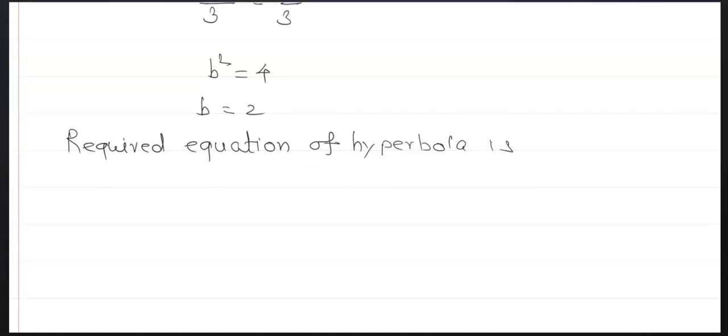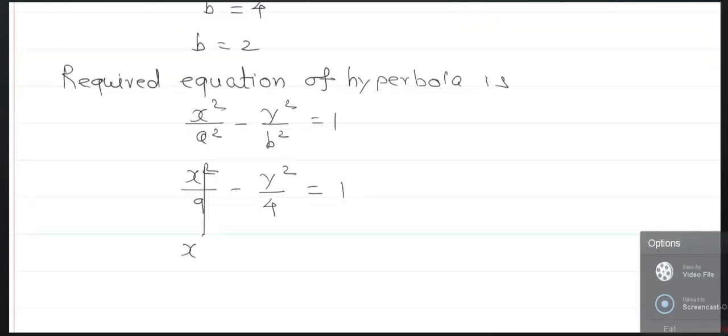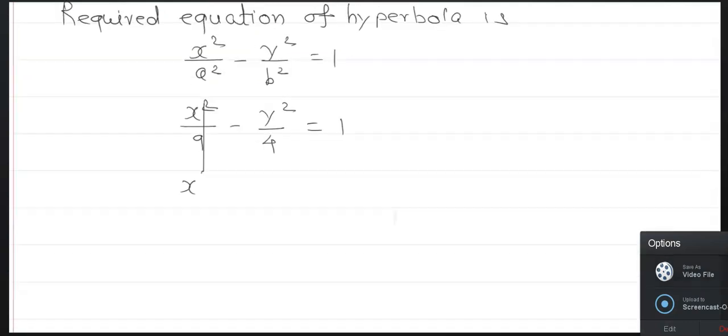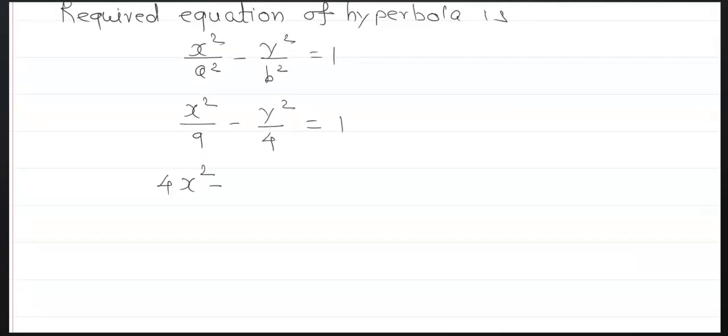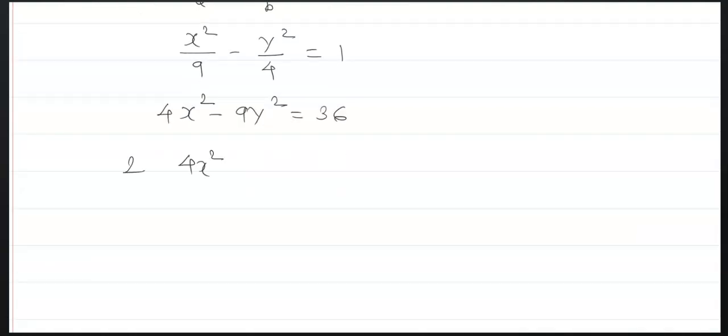The required equation of the hyperbola is x square upon a square minus y square upon b square is equal to 1, that is x square upon 9 minus y square upon 4 is equal to 1. And if we take the cross multiplication, then you will get 4x square minus 9y square is equal to 36, and hence option 2 is the correct one.